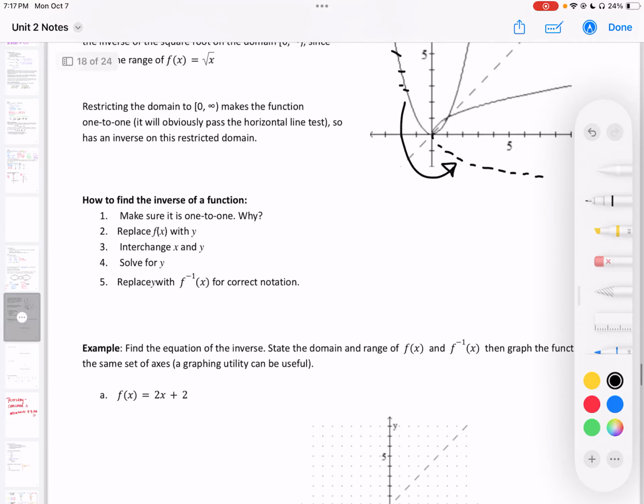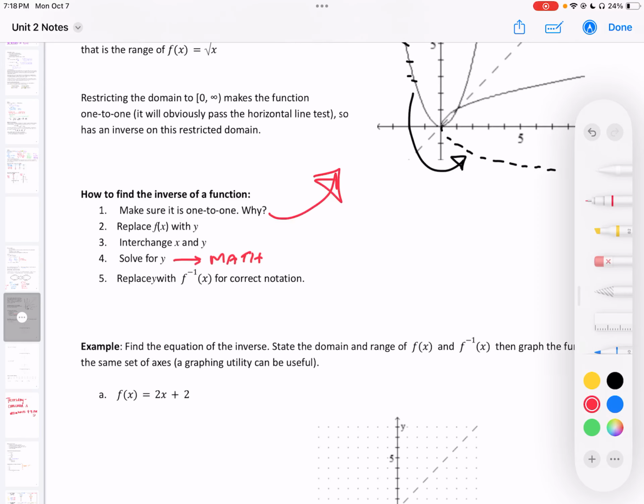Now, mathematically, there's several steps to finding the inverse of a function. There are 5 of them. Only one of them is math. So here is your math step. The first one is to make sure it's a one-to-one. If it's not one-to-one, it's going to have a restriction just like the root function. So I'll just draw an arrow up there to remind you that there is a restriction if it's not one-to-one.